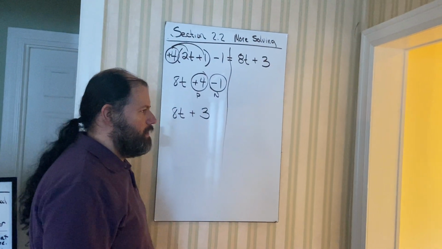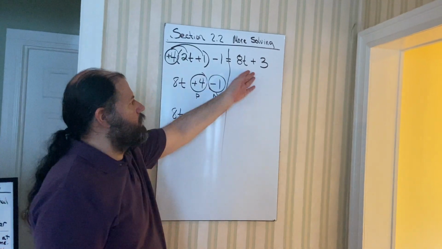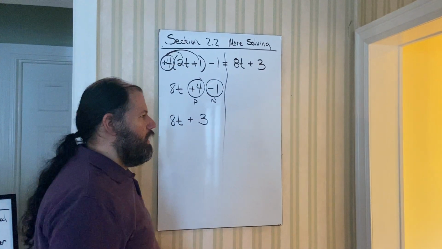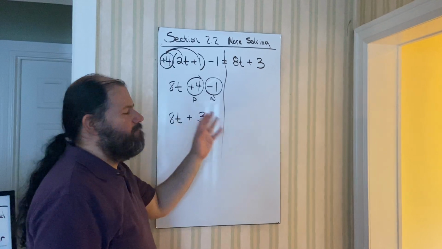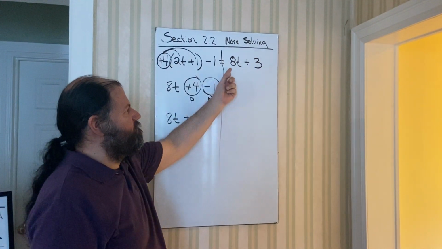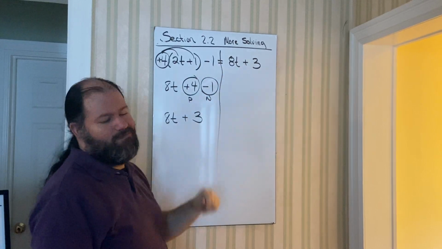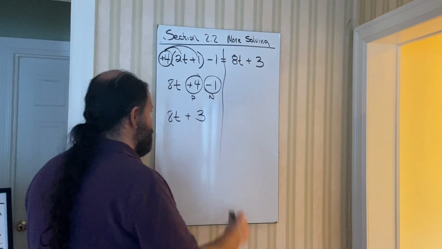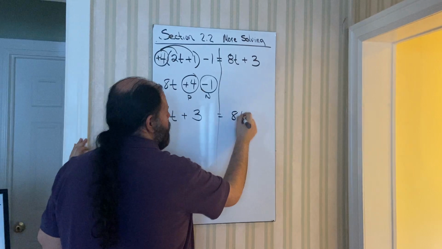No more matches, no more parentheses. Let's focus on this side. On the right-hand side, do we have any parentheses? Not at all. Do we have any like terms? Coefficient, variable, constant? No. So we can't simplify, so bring it down.